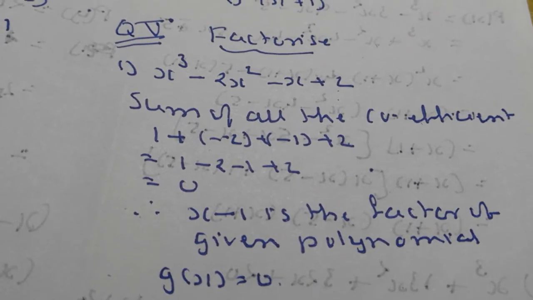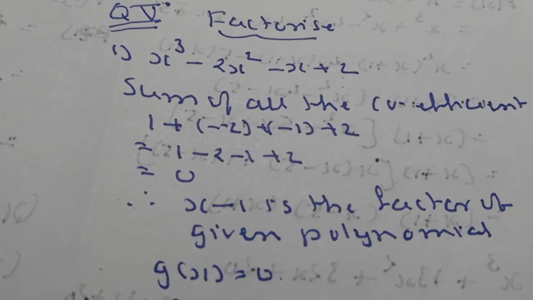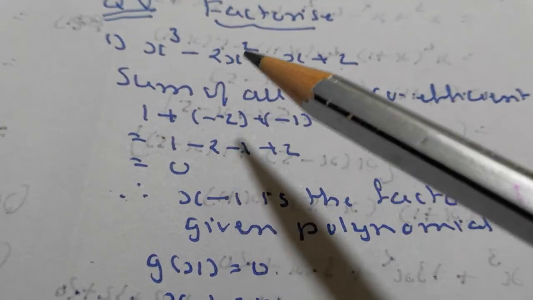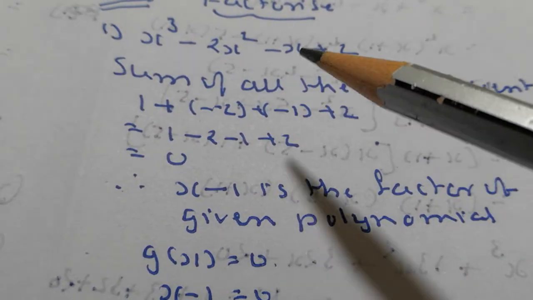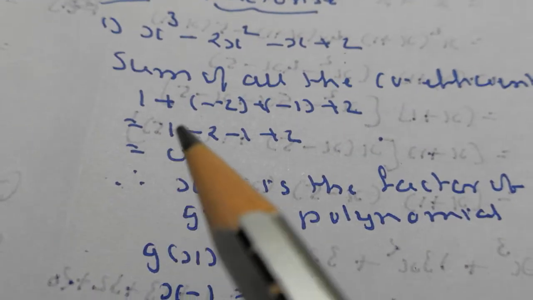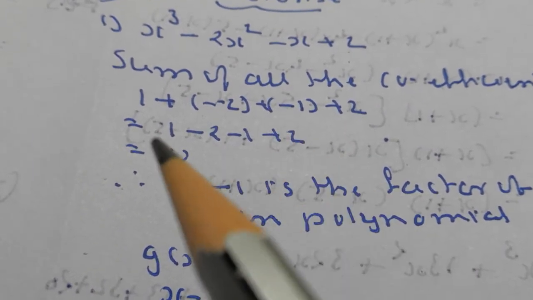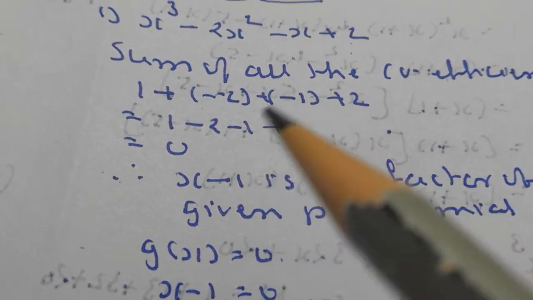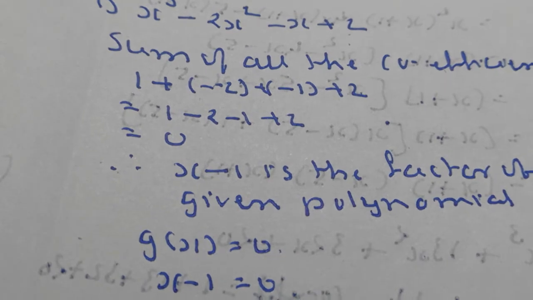So first of all we are going to find the sum of all the coefficients. The coefficient of x³ is 1. Minus 2x² is −2. Minus x is −1 and +2 is 2 as it is. So 1 + 2 is 3 and −2 − 1 is −3. So my answer is 0.